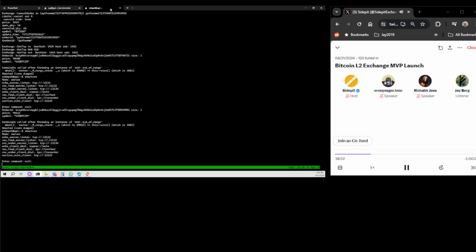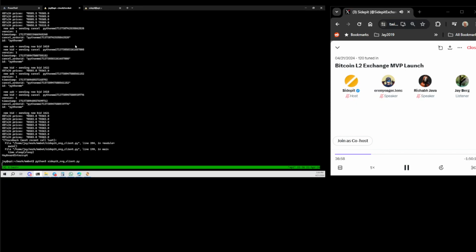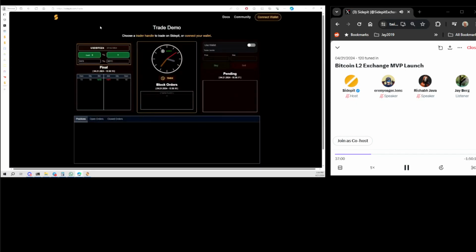So our bot is basically a market making bot, and it just quotes both sides of the market. Okay, there we go. All right. So 1418 by 1421. I see more. No, I think I was selling for 1418. Go ahead, do it. Yeah, sell 1418.